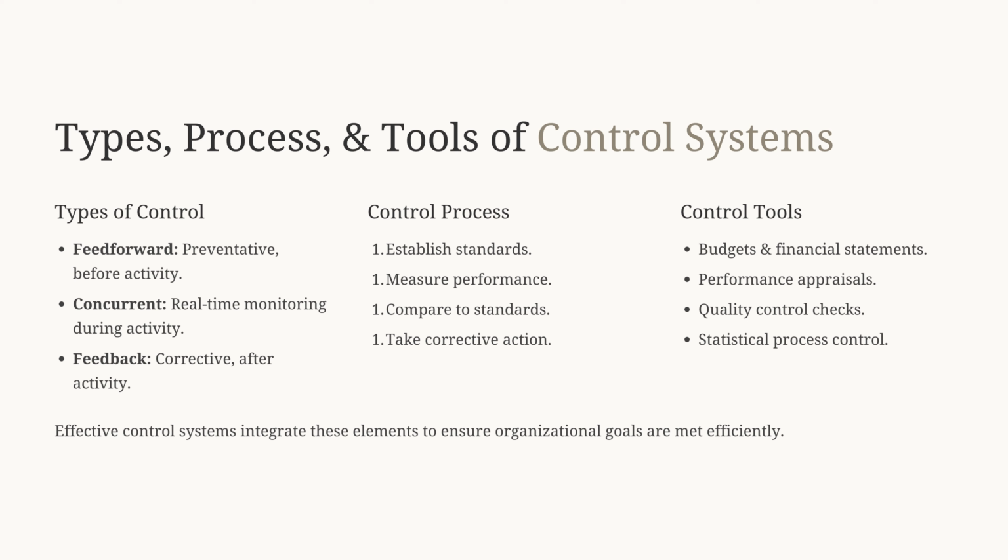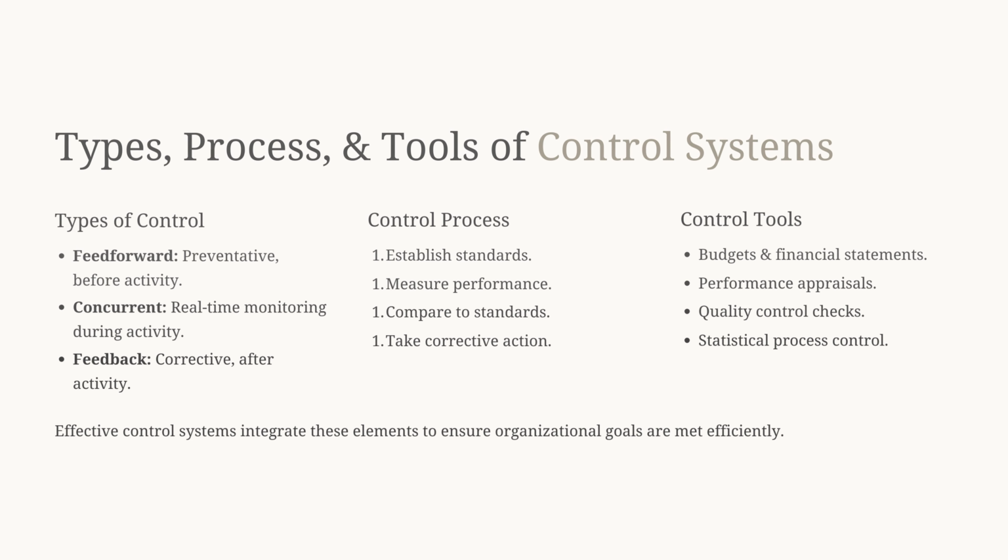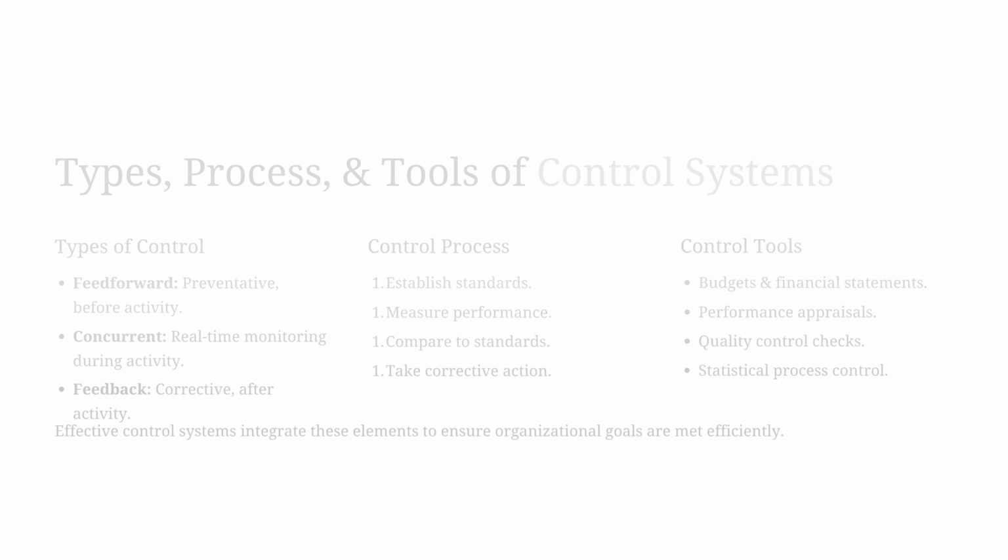Concurrent. Real-time monitoring during activity. 1. Compare to standards. Quality control checks. 1. Take corrective action. Statistical process control. Feedback. Corrective, after activity. Effective control systems integrate these elements to ensure organizational goals are met efficiently.